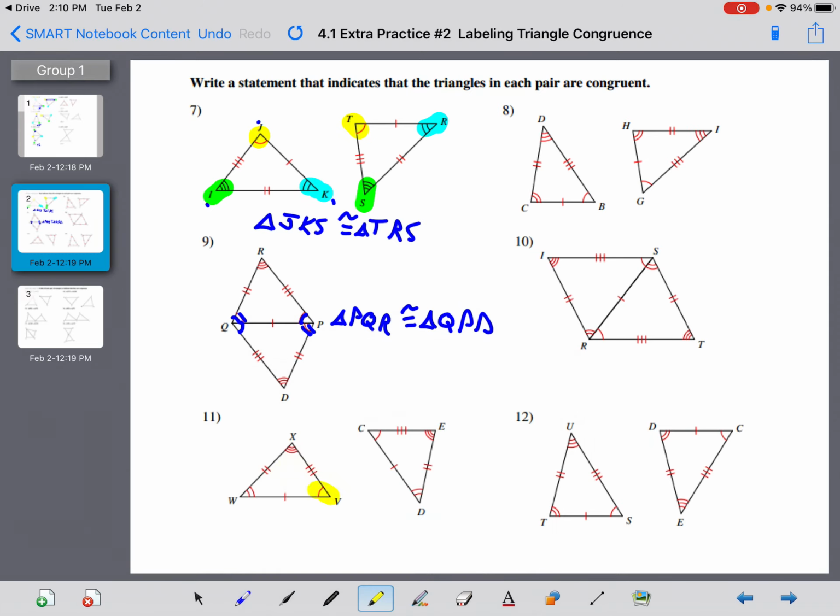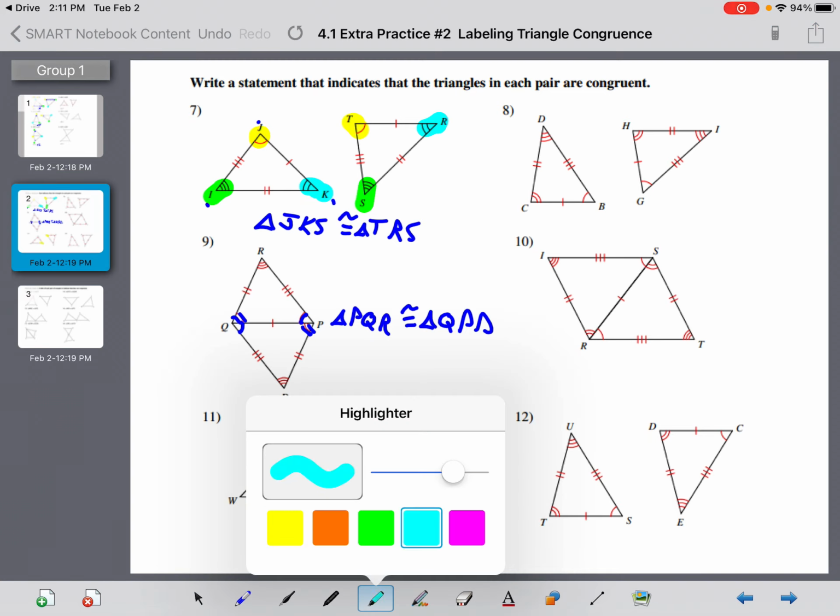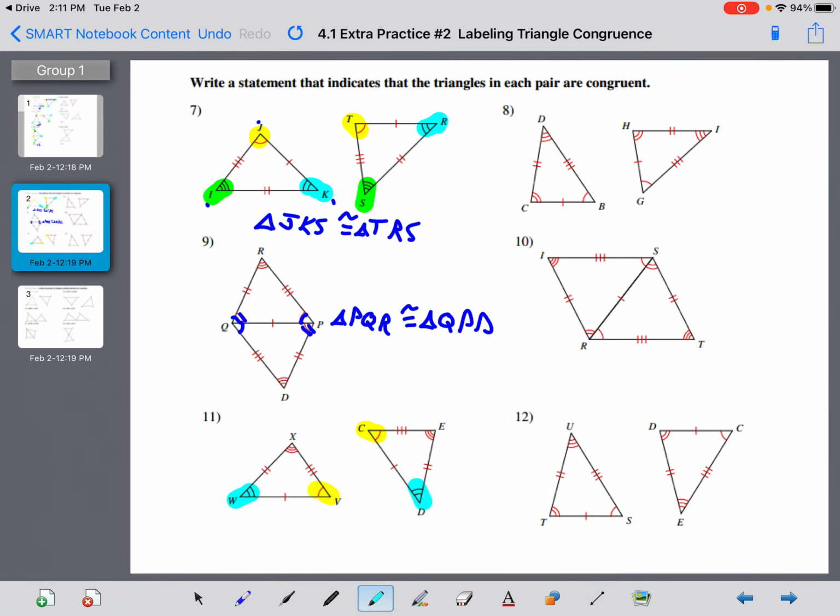Okay. And last we have V and C. We have W and D. And we have X and E. So let's go yellow, blue, green. So triangle VWX is congruent to triangle CDE. Okay, you guys are going to do these 3 on your own. I'm getting ahead of myself.